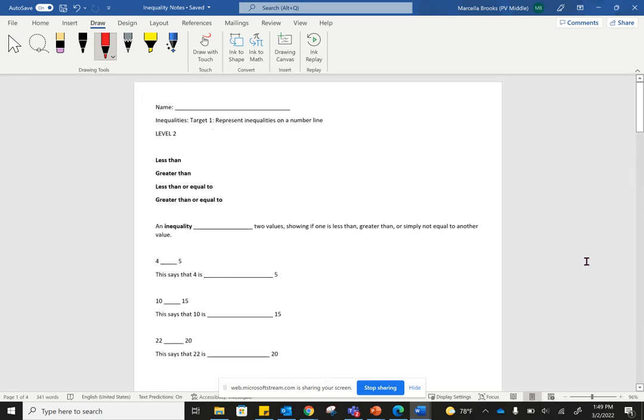Okay, so we are going to represent inequalities on a number line. First thing, we need to do a little review about what inequalities we're working with and what they look like and what they mean.